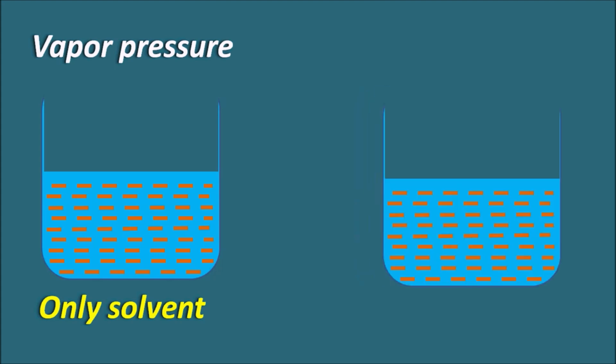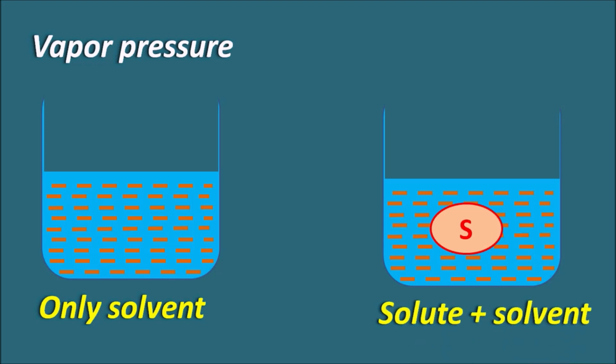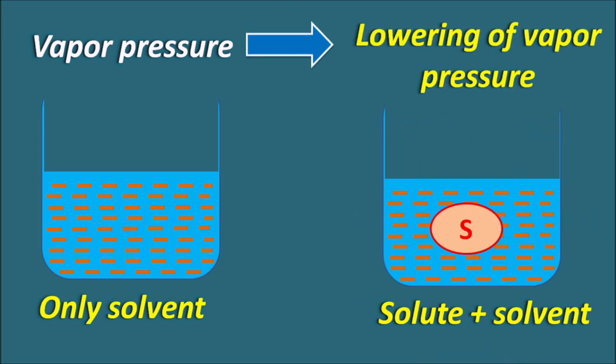Now let us take another solution, which is again made up of solvent, but within the solvent we are going to dissolve a solute. Now this solution has two components, solute as well as solvent, and suppose this solute is non-volatile. By the presence of non-volatile solute, the escaping tendency of the solvent is somewhat reduced, which results in the lowering of vapor pressure.